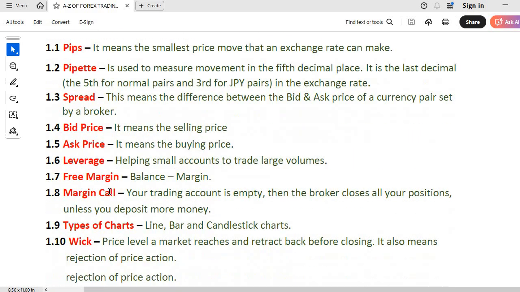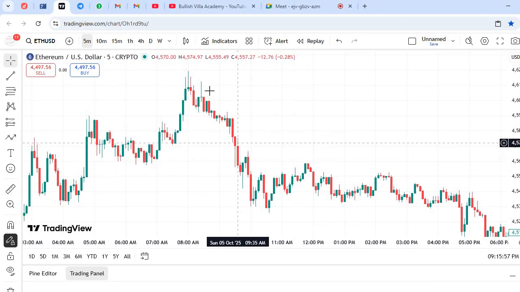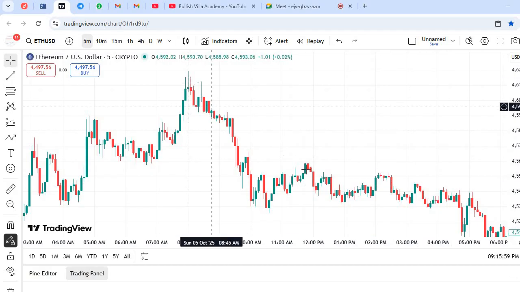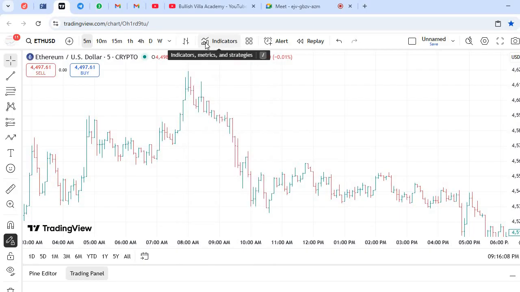We are looking at types of charts. So we have line, bar, and candlestick. These are the candlesticks. If you want to change it, you click here. This is bar. If you want to change to bar, you click on the bar. See that I've changed it to bar. See the way the bar is looking.